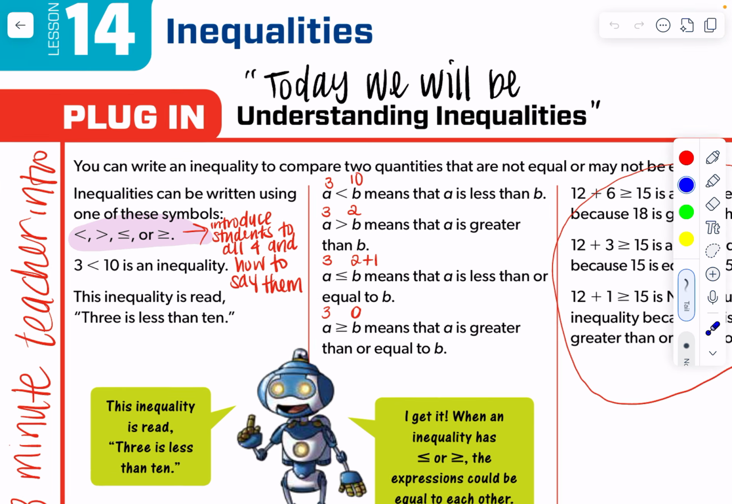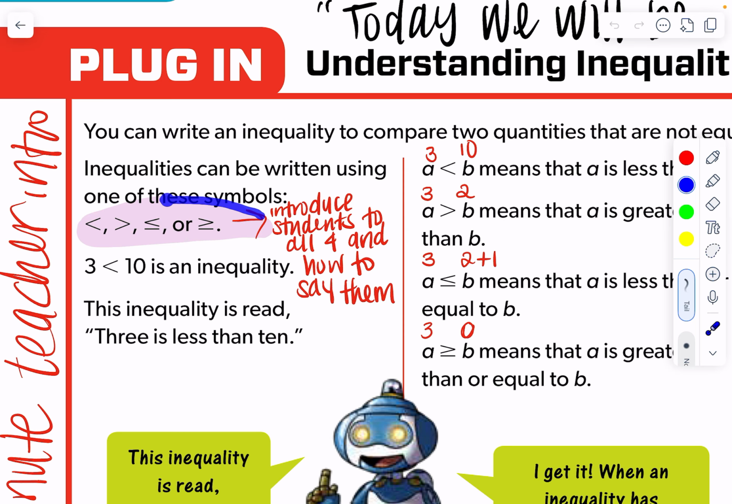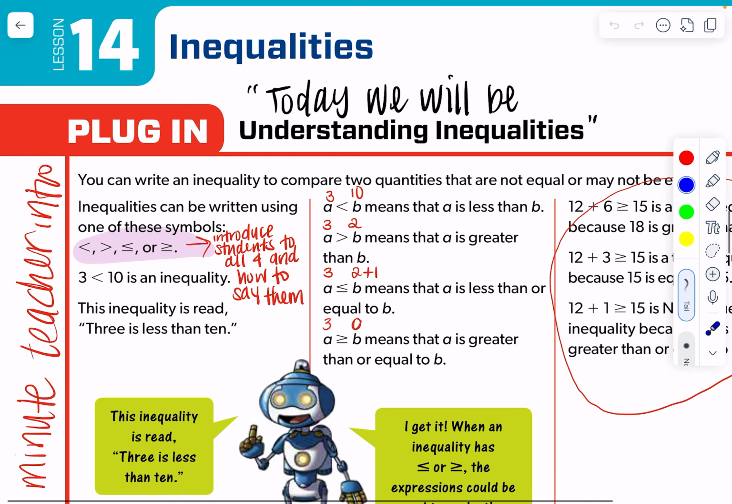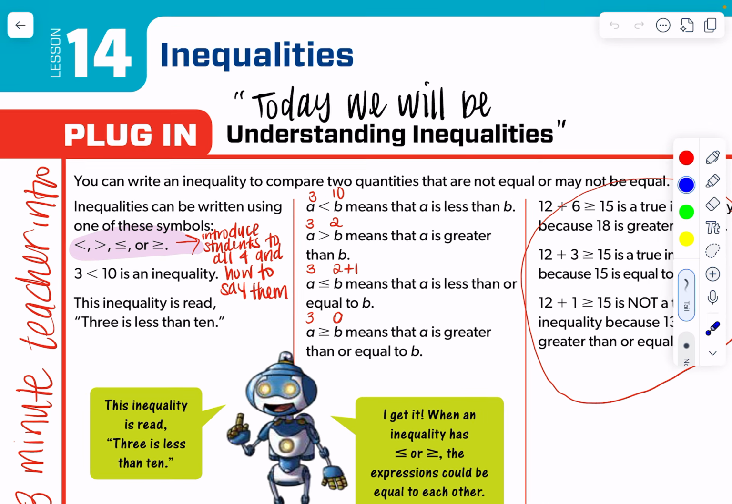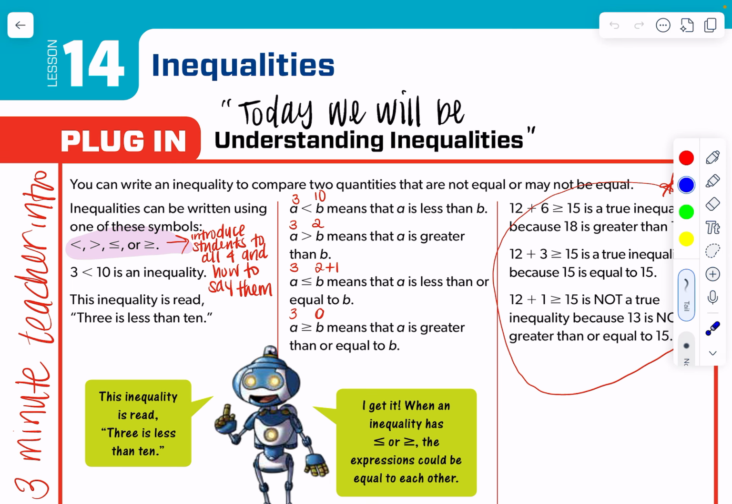What we want to stamp for students are these 4 symbols right here. So it says you can write an inequality to compare two quantities that are not equal or may not be equal. Inequalities can be written using one of these symbols.